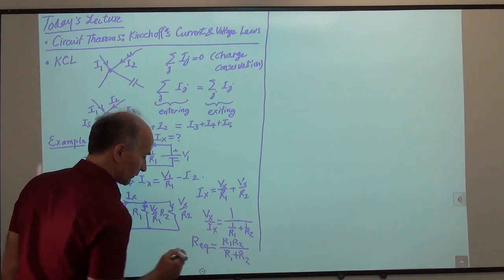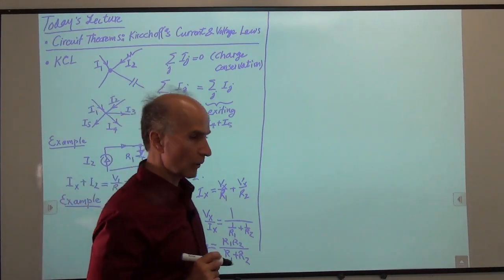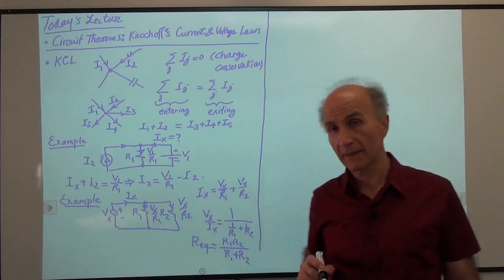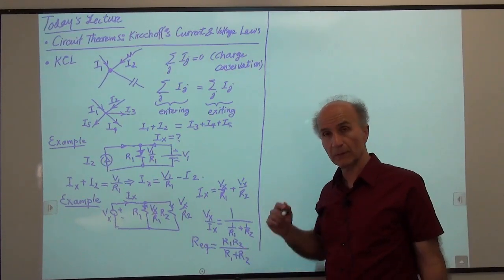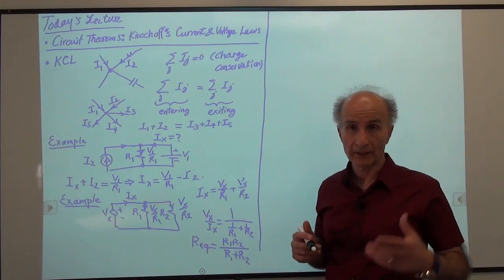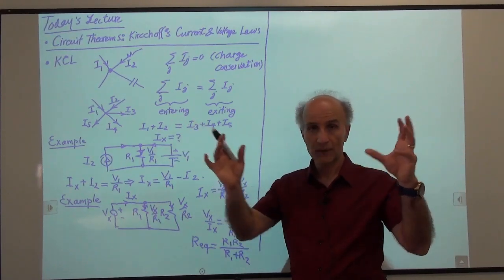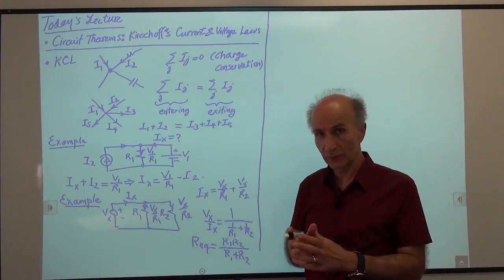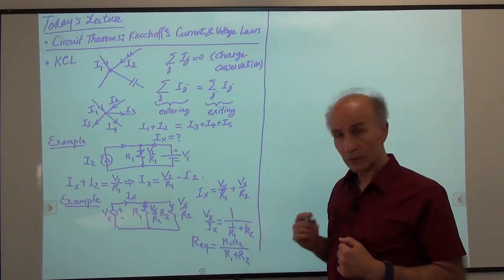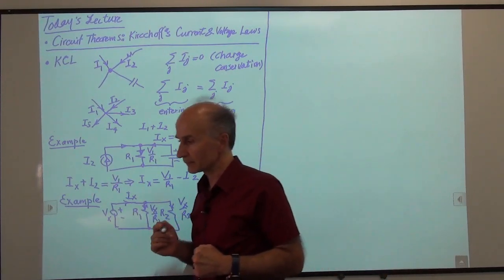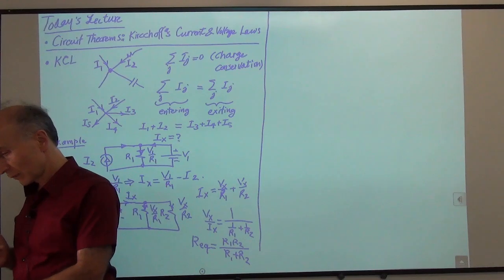That's the parallel resistance. Okay, so that's another application of KCL. This equation is extremely useful because in many circuits we can identify that two resistors are in parallel, so we can readily reduce them to a single resistor using this equation. All right, moving on.